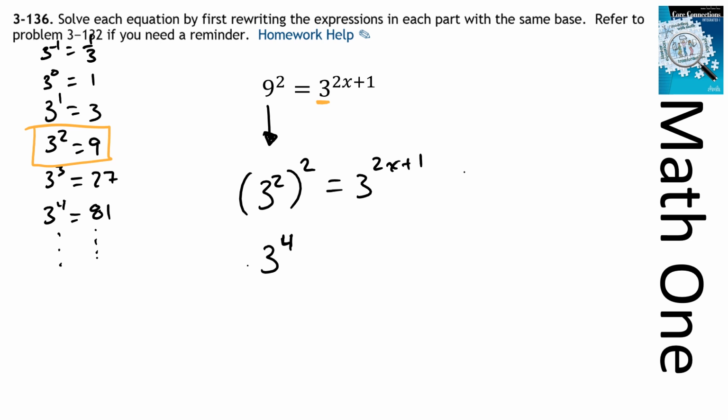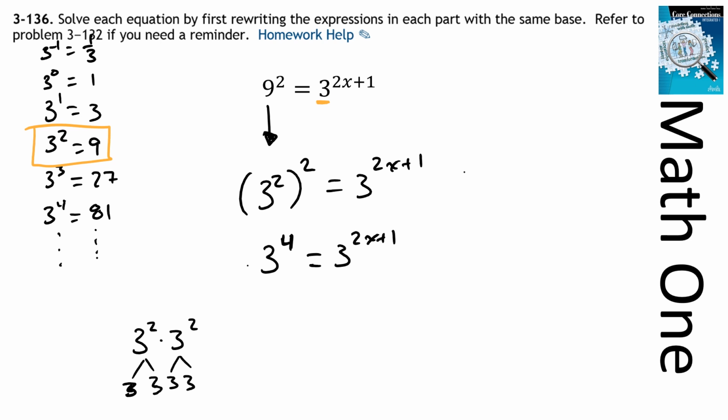And it's worth it to look at this. I'm actually multiplying 2 times 2 to get the 4. I have 2 of these, right? I have a 3 squared times another 3 squared. And each one of these produces 2 factors of 3. So this is 3 times 3 times 3 times 3. So it's 3 to the 4th power. On the other side, we've got 3 to the 2x plus 1 power.